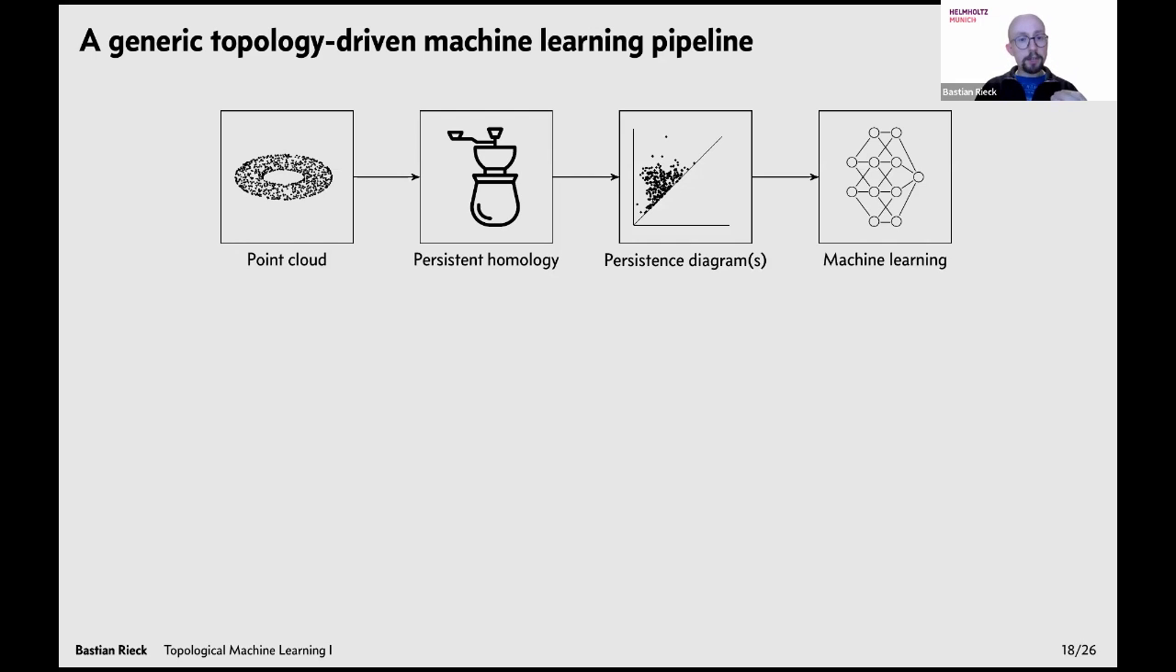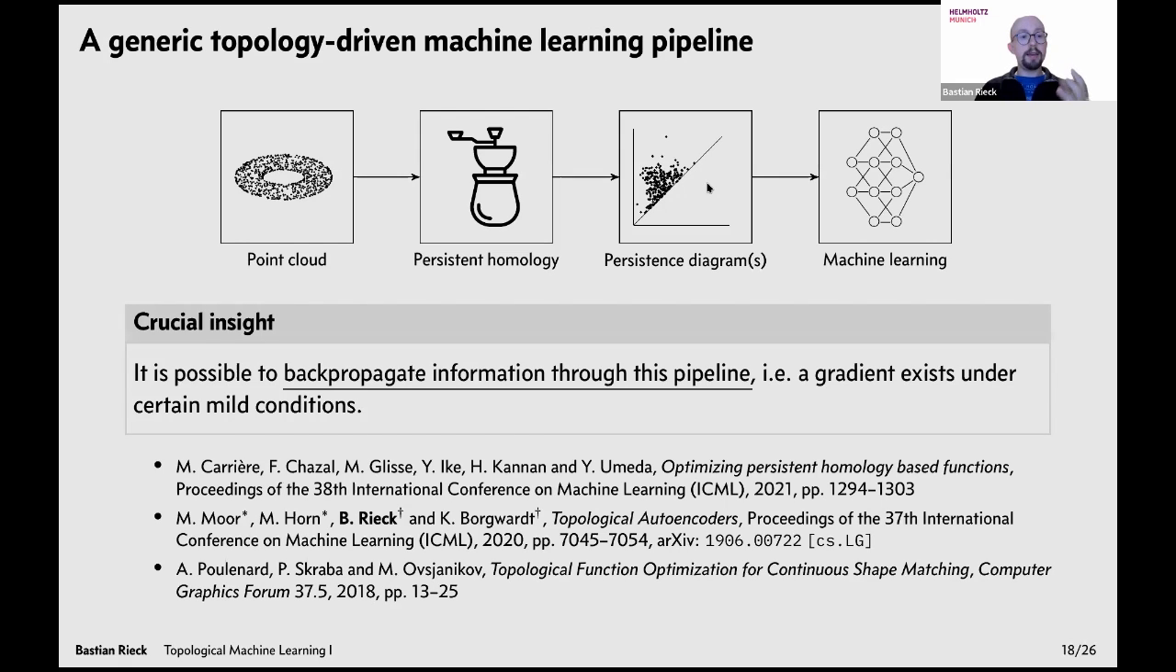As I said, a lot of people contributed to this, and there's a crucial insight that, if you want, you can reverse all of those arrows. You can actually backpropagate information through this whole pipeline. To be very specific, a gradient through this pipeline, going from the machine learning model and its internal representations back to your point cloud, back to your input data, typically exists under certain mild conditions. And there are some works that looked at this.